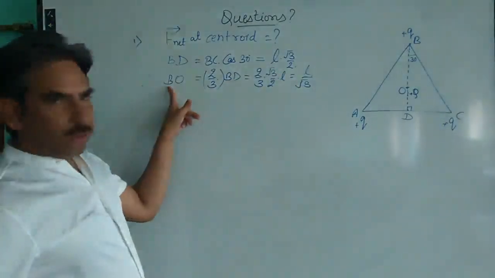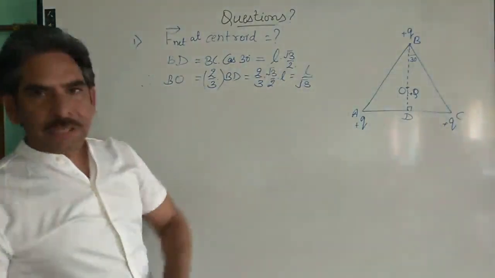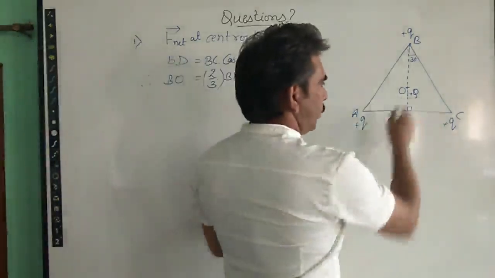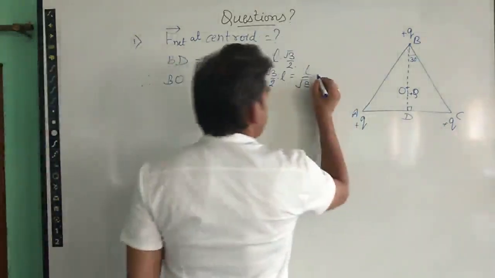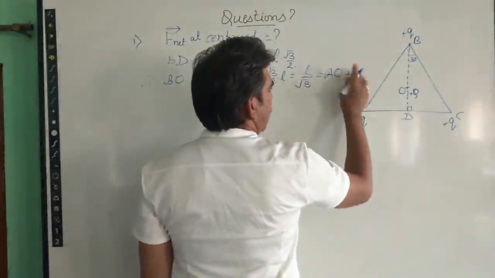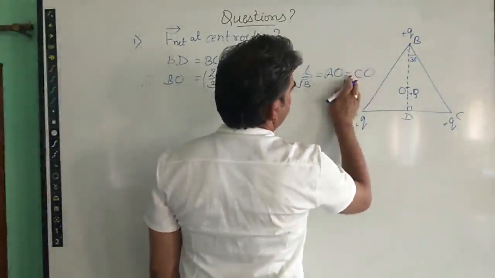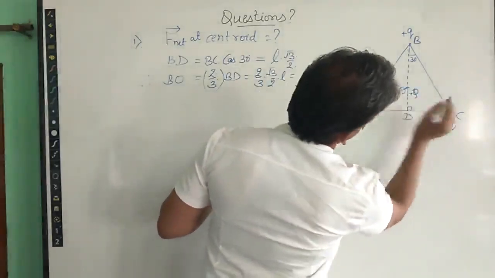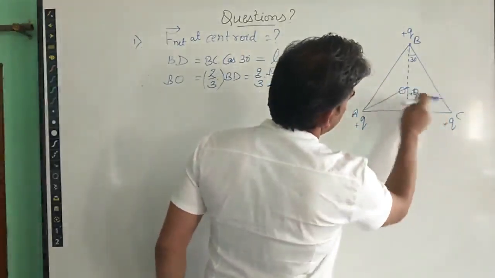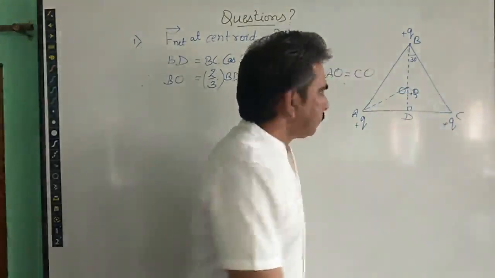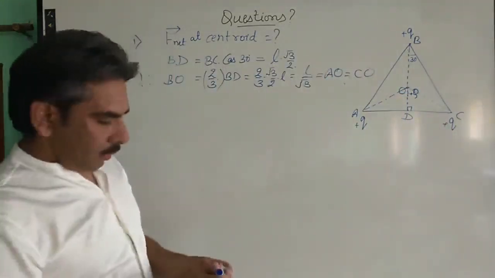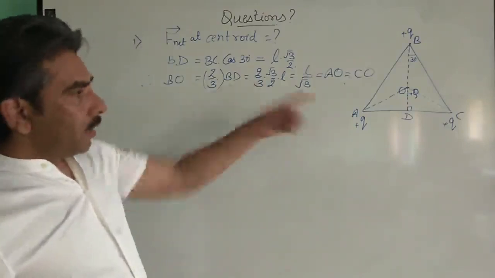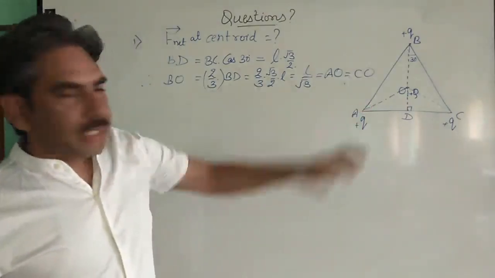Okay, now we know BO, and because of symmetry of this triangle, it is an equilateral triangle, all other distances AO and CO will also be the same. So this is also equal to AO and also equal to CO. Now we know the distance of the centroid from each and every charge where a capital Q charge is placed.